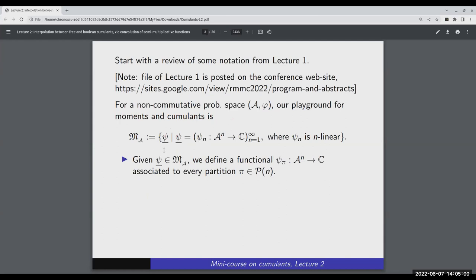The elements of M sub A are sequences of multilinear functions. Psi n is n-linear, and all together they form one psi underline, which is one kind of thing you want to play with. Moments are like that, and cumulants are like that. Another bit of notation from yesterday: when you have psi n, you define psi sub pi for any set partition pi of the set 1, 2, 3, ..., n. The psi sub pi is defined as a product determined by how the blocks of pi tell you to break the set 1, 2, 3, ..., n. Again, this is in the notations of lecture one, if you want to review it.